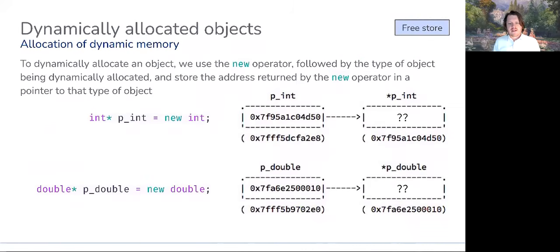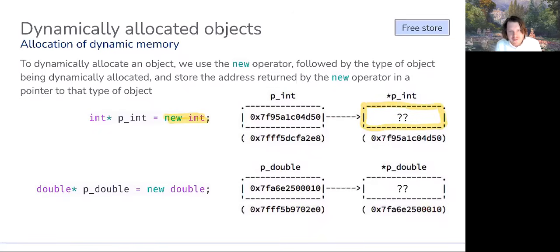So let's go ahead and look at this a little bit more. To dynamically allocate an object, we use the new operator followed by the type of object being dynamically allocated, and we store the address returned by the new operator in a pointer to an object of that type. So this is how it kind of looks. New int is going to get us a free store object. That is going to create this object here.